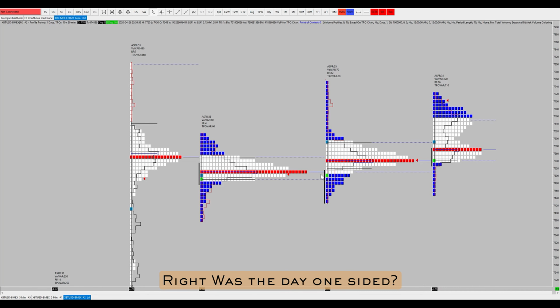Was the day one-sided? Did we progress immediately from the open to close, right? Are we balanced? Are we right back where we began? So this is the open, this triangle is the close. This blue right here is the midpoint of this structure.